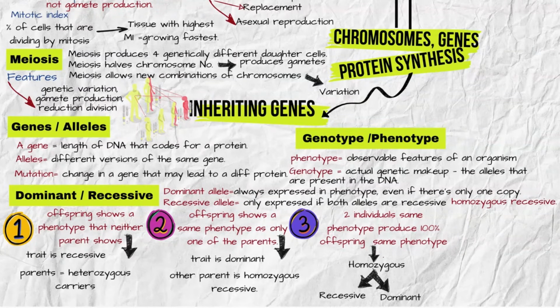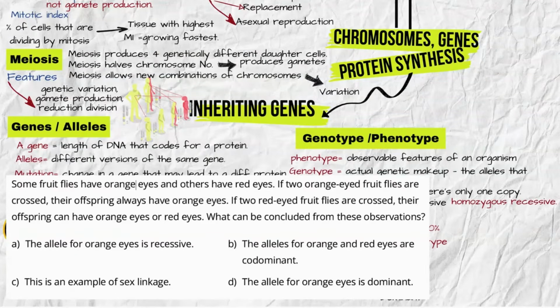For example, in this question, if the examiner gives you information that 2 orange-eyed flies always produce orange-eyed offspring, you can extract a fact from here. Both parents are homozygous, but either orange eye is the dominant or recessive allele. It will give the same result, 100% offspring the same as the parents. But when I tell you that 2 red-eyed flies can produce red or orange offspring, this tells you that orange is recessive and red is dominant.